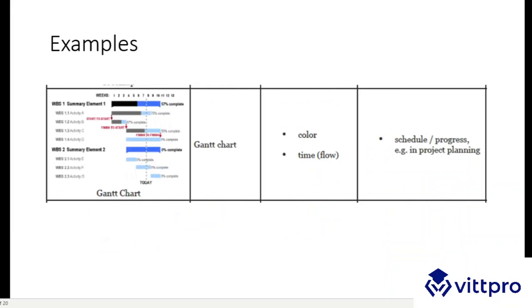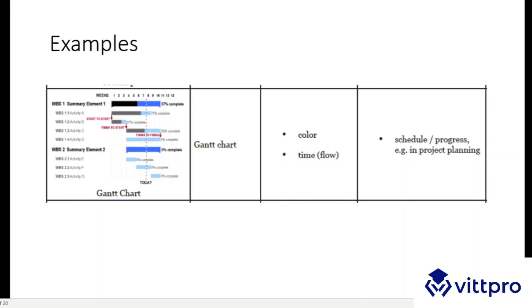Then another common chart which is used is the Gantt chart. This chart is, I think, if you have done any project management, or you have done any schedule, or you want to measure the progress of different types of things, you can use this type of chart. Who has used a Gantt chart?